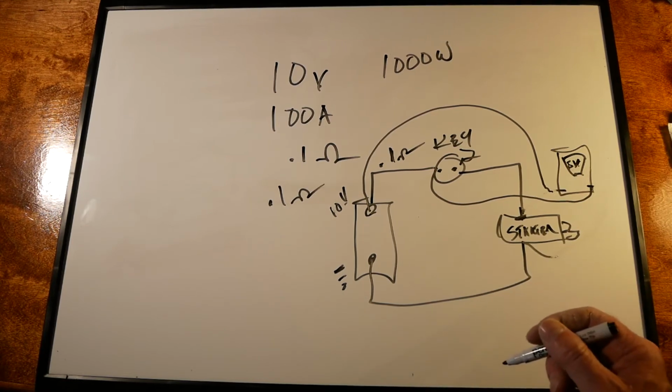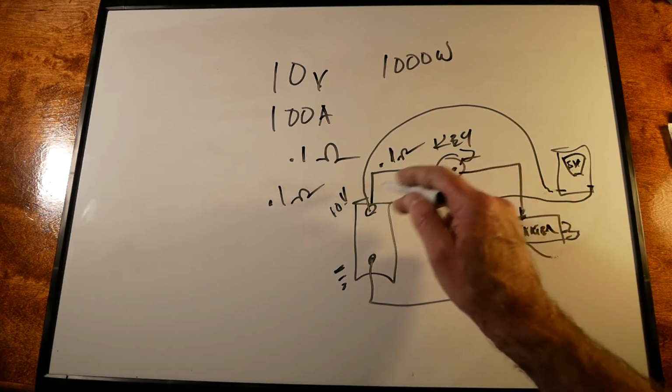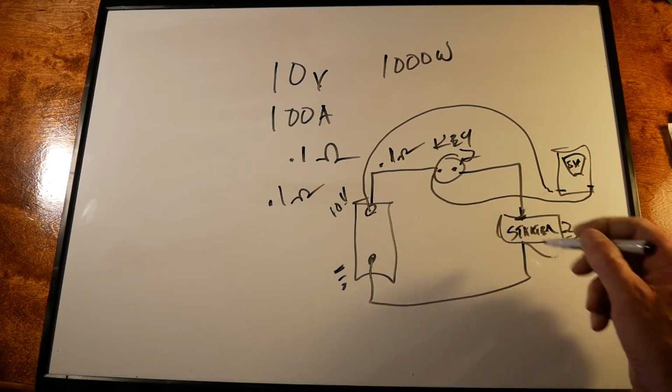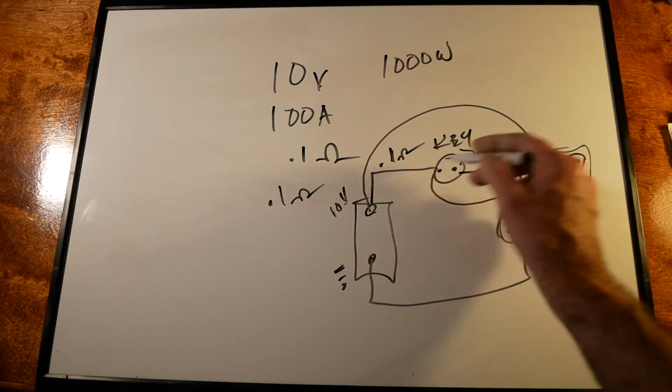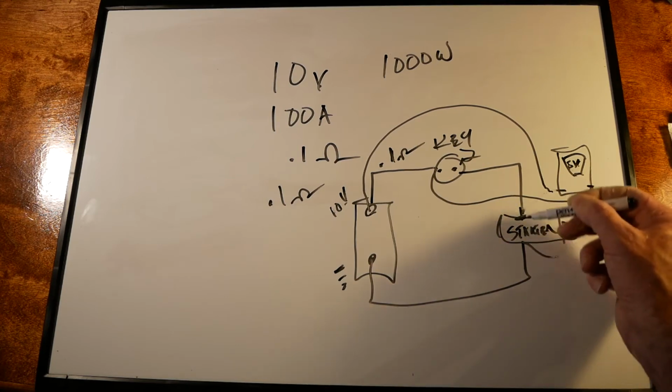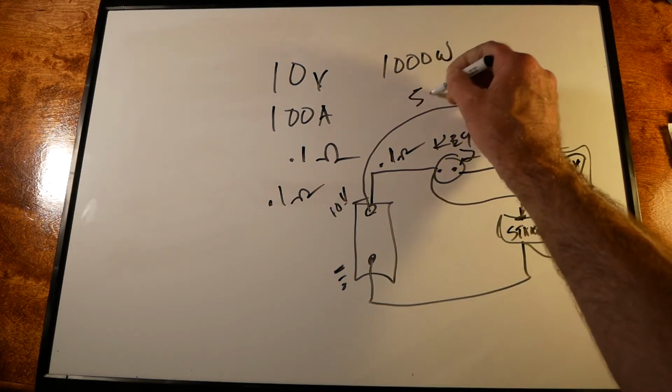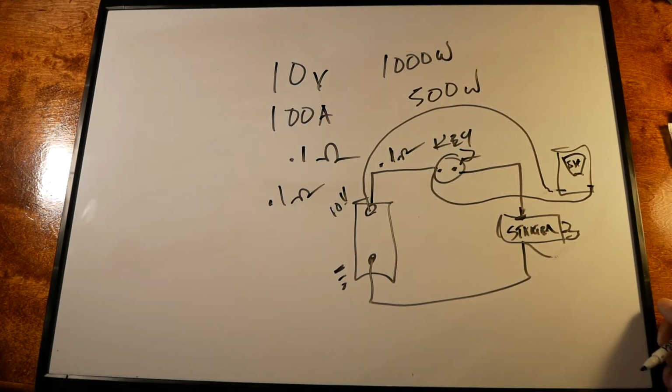Because half the total battery voltage would drop across our resistance and the other half would drop across the starter. So there would be a 5 volt drop from here to here and a 5 volt drop across the starter. We cut our source voltage in half, we cut the power going to the starter down to 500 watts, just with 1/10 of an ohm resistance between the positive post of the battery and the starter. So voltage drops are critical.